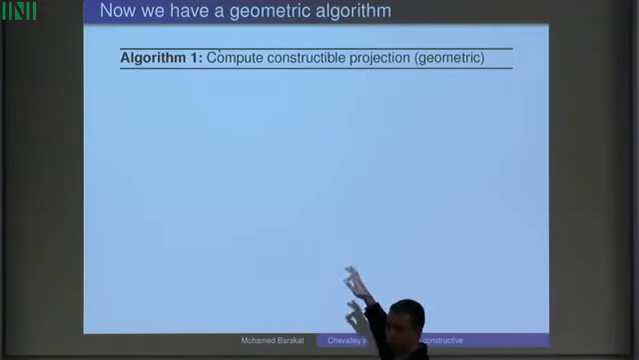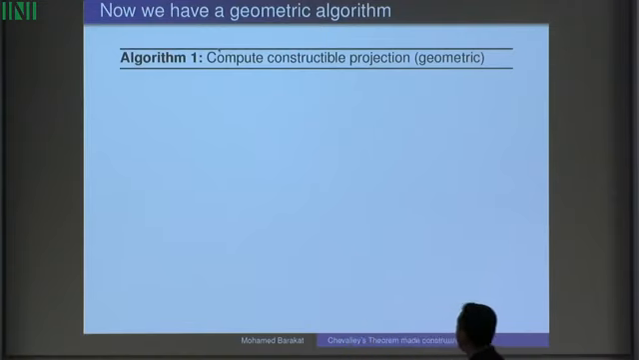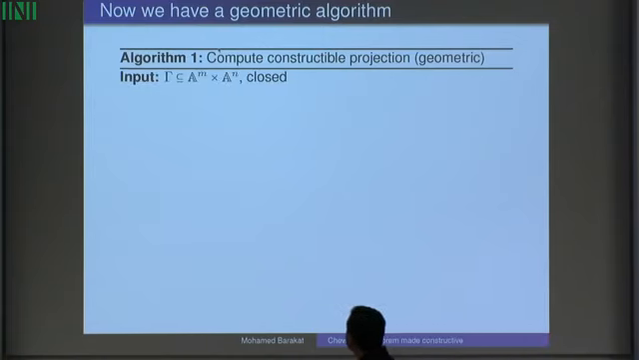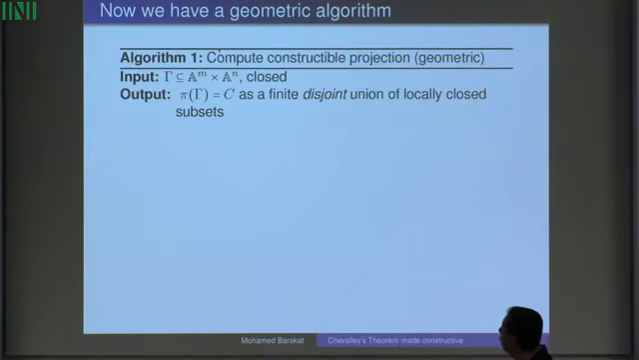So this is now Theorem 2 with the induction scheme. This is the proof of Theorem 1, and you will see inside it exactly how Theorem 2 is functioning. So take gamma to be a subset of the product, a closed subset. And the output is the projection of gamma, which we will call C, as a finite disjoint union of locally closed subsets.